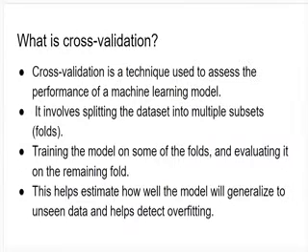Cross validation. Cross validation is a technique used in data science to assess the performance of our machine learning model. For example, you split the data set into multiple subsets, or folds, then you train your model on some of the folds and evaluate it on the remaining folds. You estimate how well the model will perform on generalized, unseen data, and it helps us detect discrepancies in our model. So this is called cross validation.